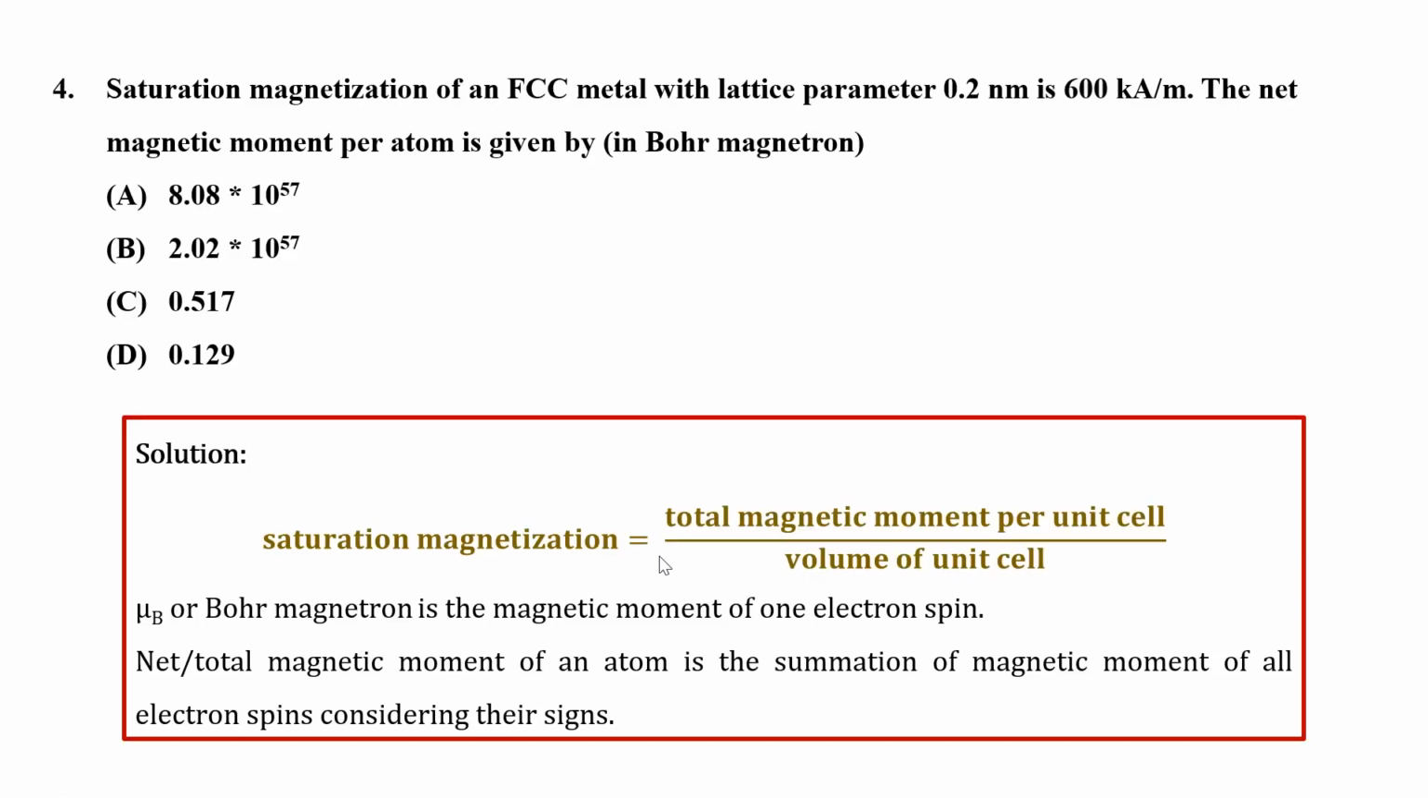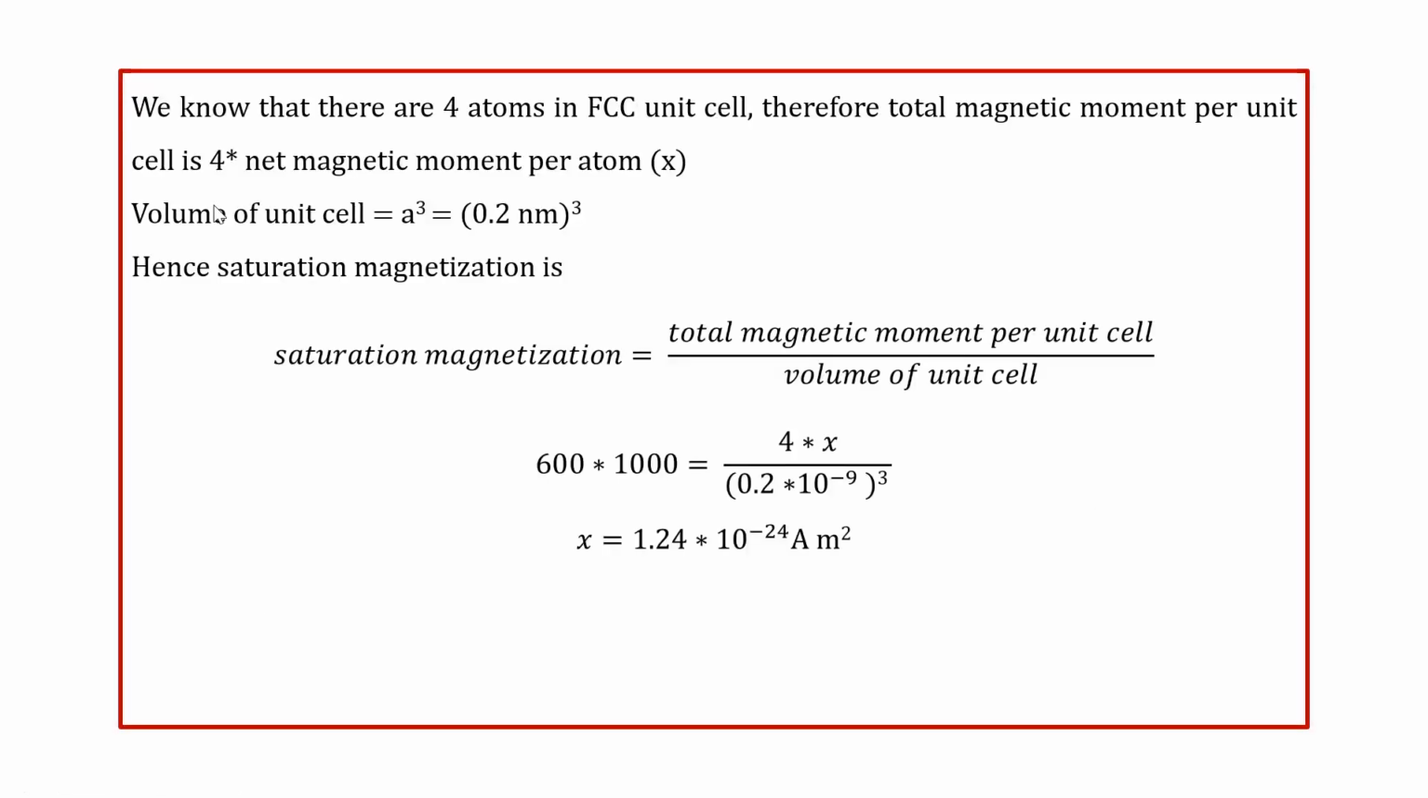But care should be taken with 1.24. There is a possibility that they can give 1.24 in the options, because here no units are mentioned and you could directly write 1.24. But be careful, that is not the case. Whatever answer we have got here, x is equal to 1.24 × 10^-24 ampere meter square. This has to be converted into Bohr magneton.